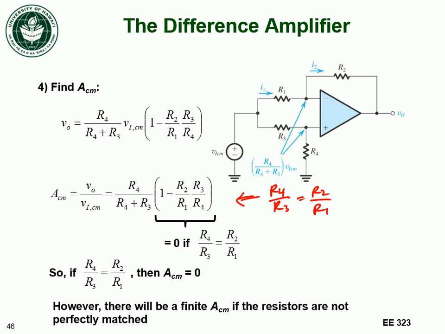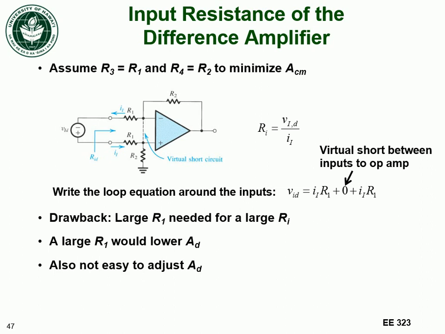But before we do that, we know so far that our difference amplifier meets our original function, which was to have some differential gain multiplying the difference between two input signals. And if our resistors are perfectly matched, then our common mode gain happens to go to zero. So far, this is a very good implementation of a difference amplifier. But since we're looking at an amplifier, let's also look at input resistance.